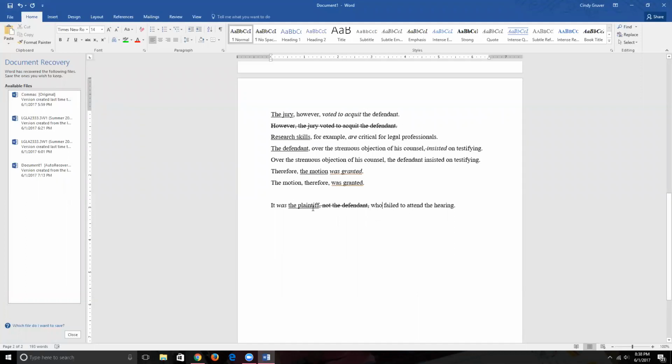In this context, we don't need the not the defendant, but you can see how that can be powerful if you are the person writing it. Maybe you represent the defendant, and so you want to show, hey, we did everything we were supposed to do. It was the other side that was delinquent or not good. So it was the plaintiff, not us, because we're awesome and perfect, who failed to attend the hearing. And so that's a way of contrasting our performance with the other.